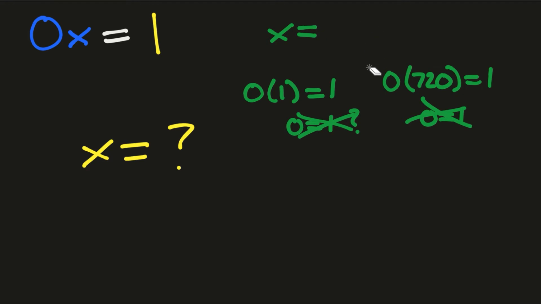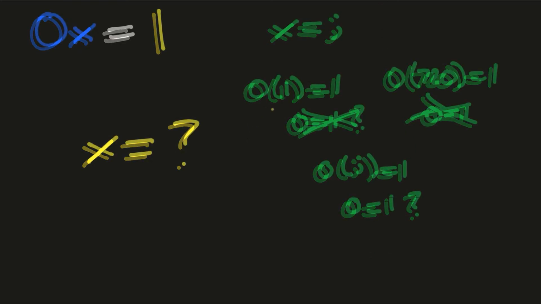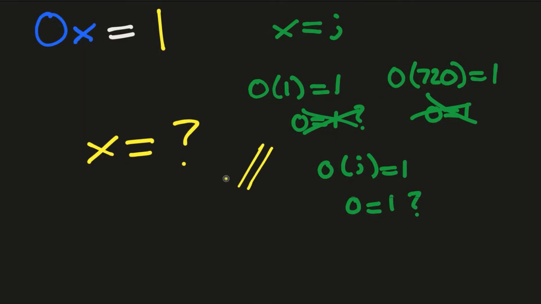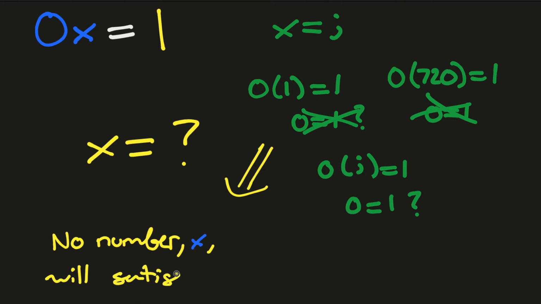Let's say x is our imaginary unit i. So 0 times i equals 1. So I know 0 times i is 0. So does 0 equal 1 again? No, it does not. From this question, we can come to the generalization that no number, which we called x, will satisfy this equation. So no number will satisfy the equation, and that is the basic reason why you cannot divide by 0.